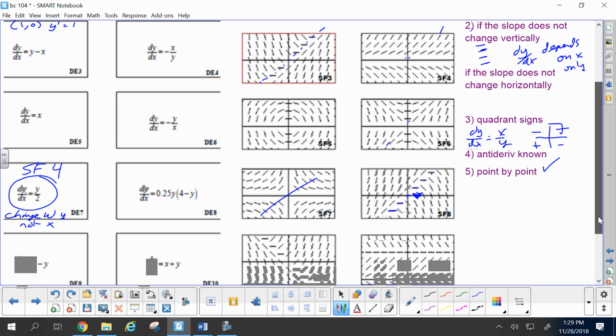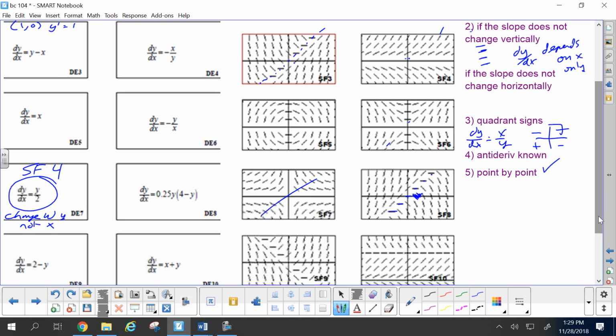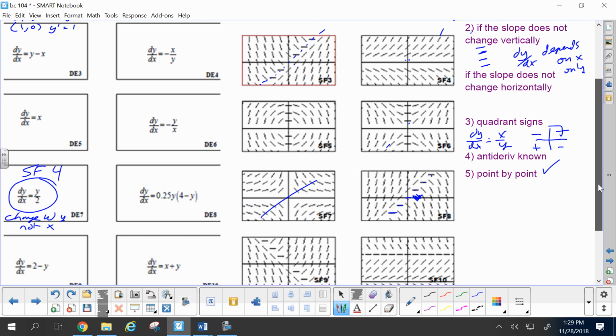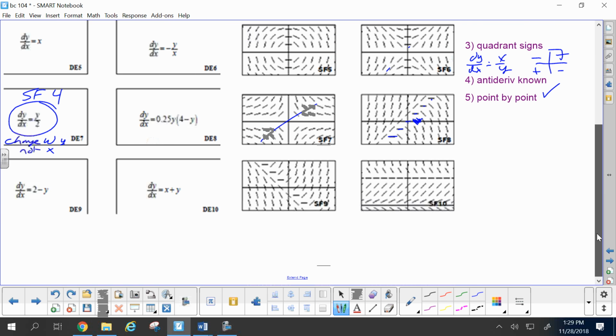Positive slopes. I think that's the only candidate that I'm looking at that's verifiable. Okay, so I feel slope field 6 is the correct one. Check.